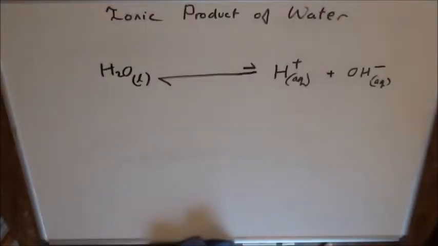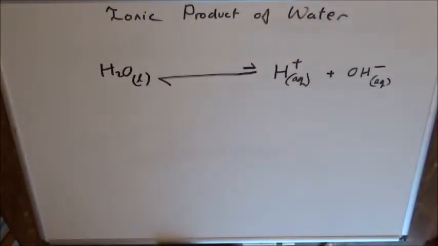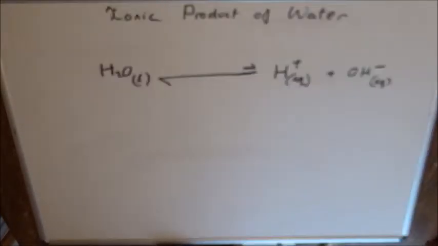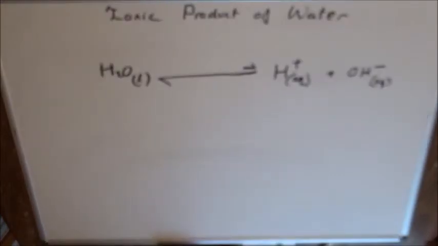The proportion of the water molecules in any body of water that's dissociated depends on the temperature, because for a H2O molecule to dissociate into H plus and OH minus ions, you have to break a chemical bond. And breaking chemical bonds requires energy. It's an endothermic process. So the higher the temperature, the more energy there is to break water molecules.